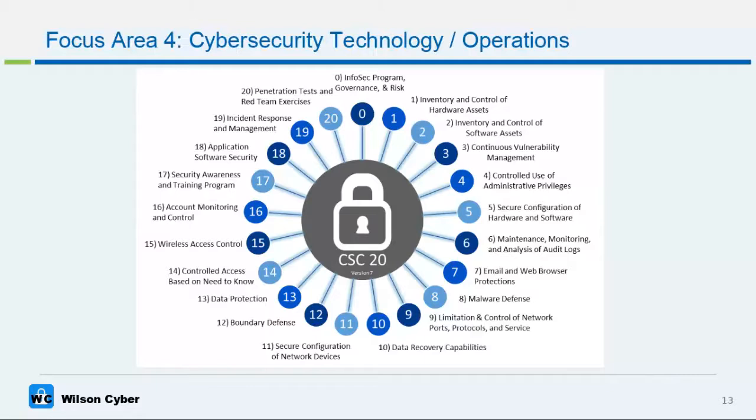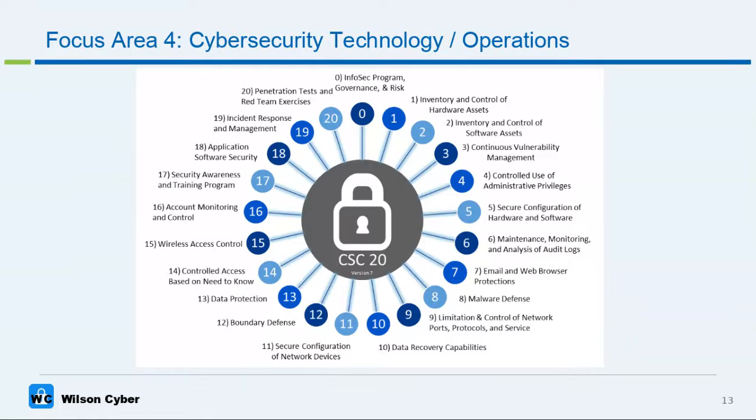And for the controls themselves, at the operations level, we'll be focusing on the CIS controls. And really, I look at control 0 as what we just discussed. We discussed the risk management framework, the cybersecurity framework, the CDM program, which really provides us our InfoSec program governance and risk. Control 1 for CIS is inventory and control of hardware assets. Control 2, inventory and control of software assets. Control 3 is continuous vulnerability management. Control 4 is controlled use of administrative privileges. Control 5, secure configuration of hardware and software.